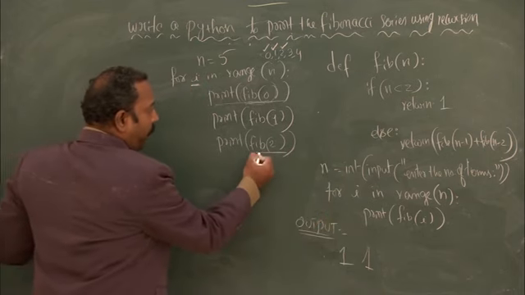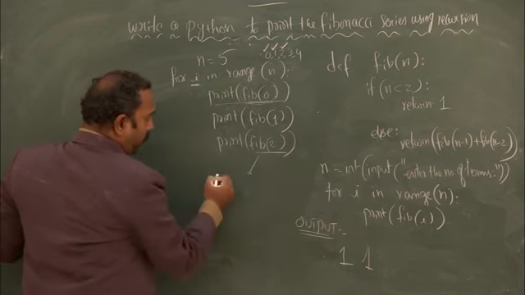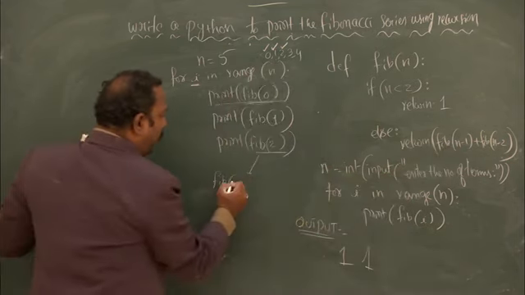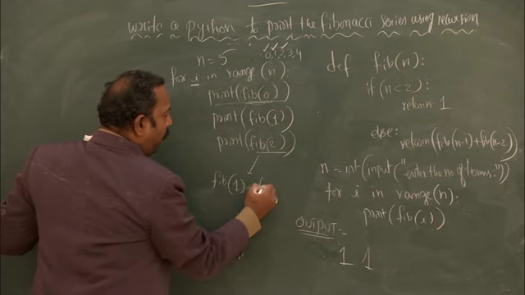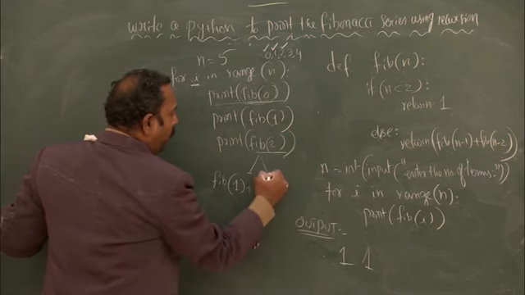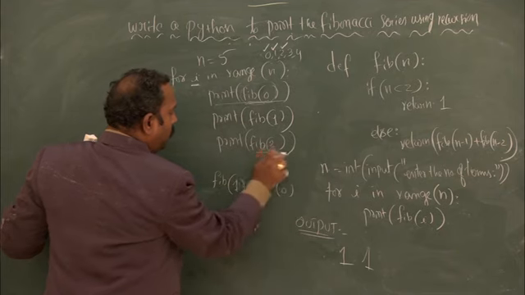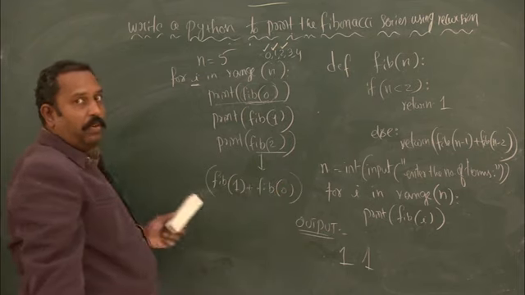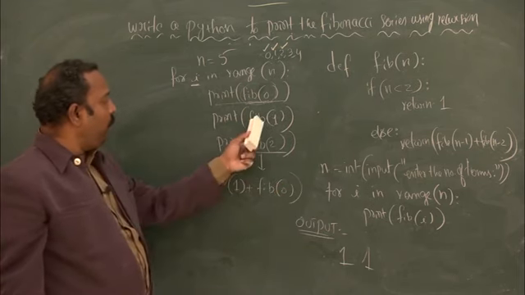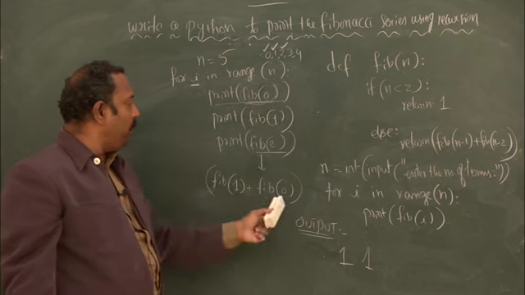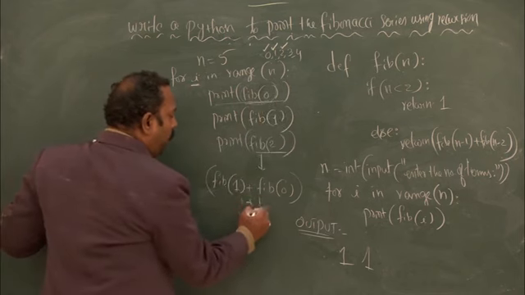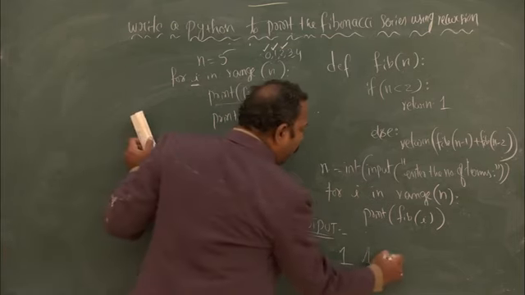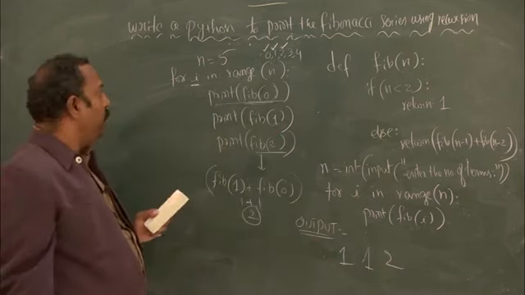Whenever this function is called, what will happen here? fib of n minus 1. n value 2, so 2 minus 1 means fib of 1, plus fib of 2 minus 2, fib of 0. So this is the value we have to calculate. Already, fib of 1, what is the output you got? 1. Fib of 0, what is the output you got? 1. So 1 plus 1 will get the value 2. So fib of 2 means you will get the value 2.